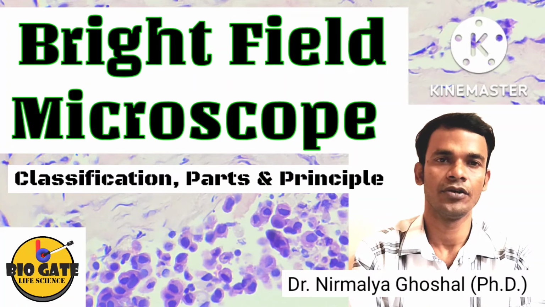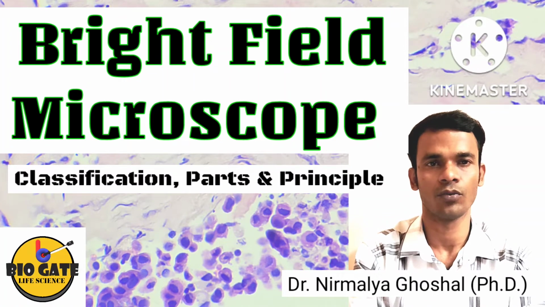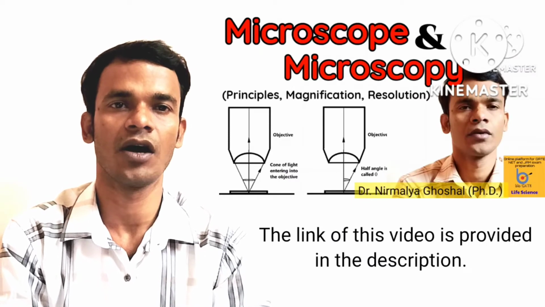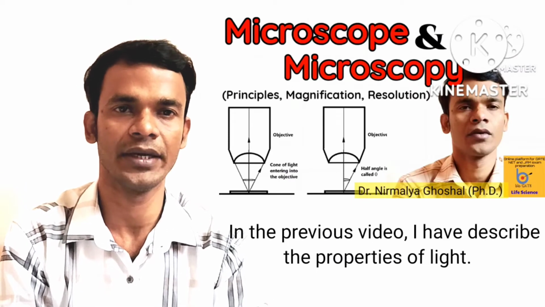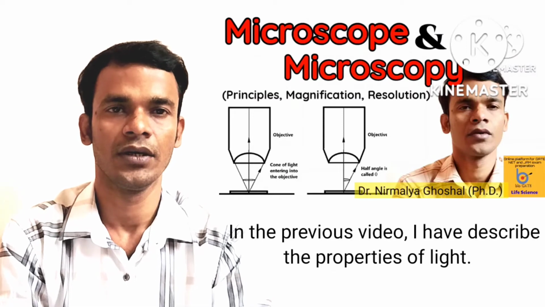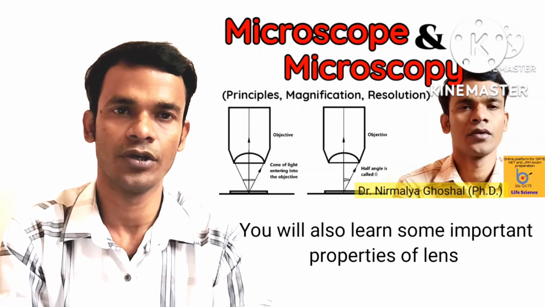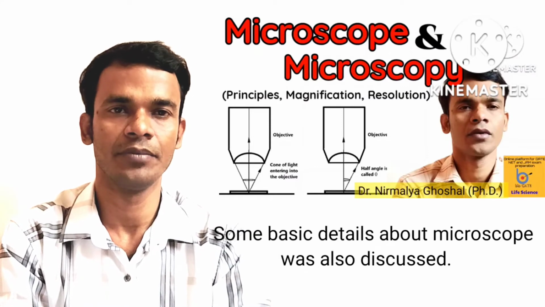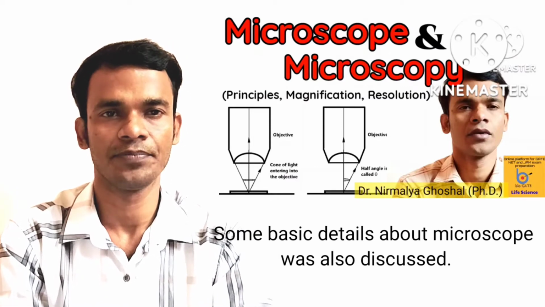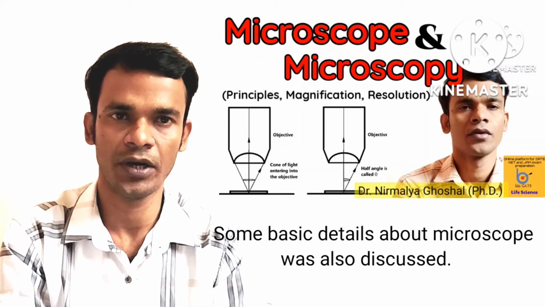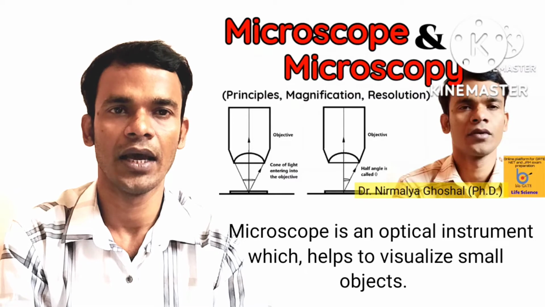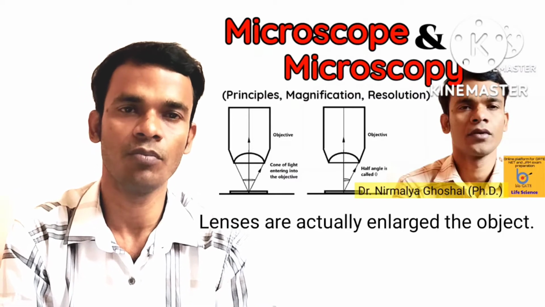Welcome back. This video is the continuation of part 1. In the previous video, I have described the properties of light and how light interacts with the object. Magnification power, resolution and numerical aperture are also described, and I have also mentioned that microscope is an optical instrument that is used to study small objects, and it consists of one or more than one lenses.